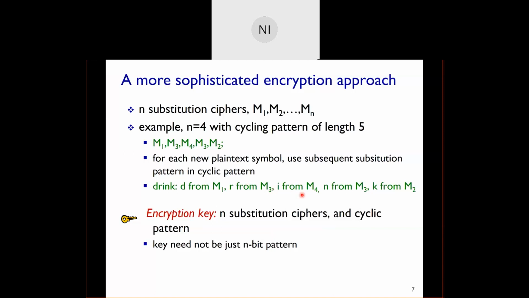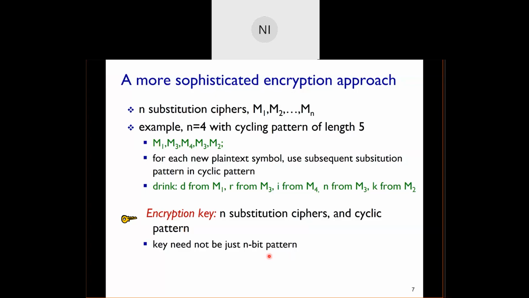So like that you can keep on doing it. This has more resistance to cracking compared to the previous one. In this case, we say that the encryption key is nothing but the n different substitution ciphers that you are using plus the cyclic pattern. In this case, it is M1, M3, M4, M3, and M2. And basically it also means that a key need not be some bit pattern. A key is something that both parties have agreed upon so that one can encrypt the message and the other can decrypt the message. So the key is something that is secret for you to help decipher the communication that is exchanged.